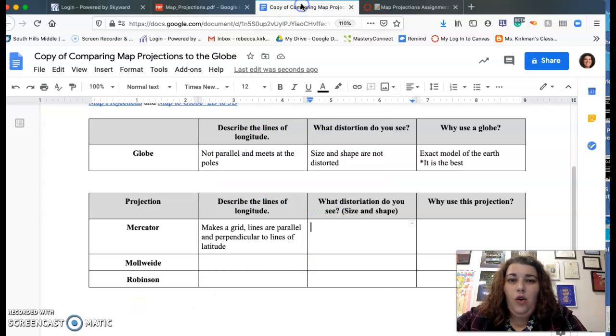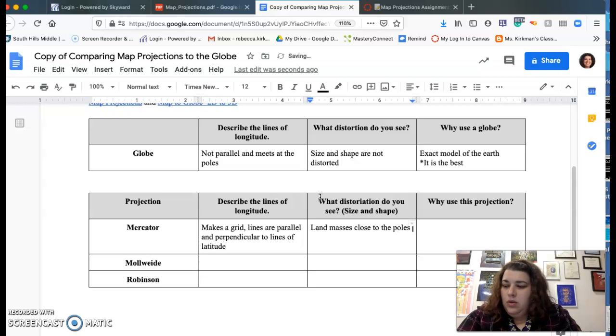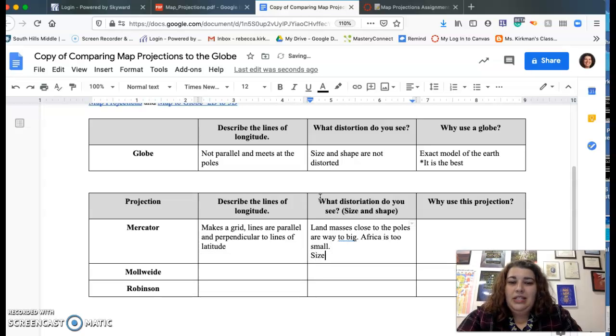So coming over to this, we're going to see land masses close to the poles are way too big. Africa is too small. So what that basically means is sizes are distorted. Oh, I forgot to do too big.